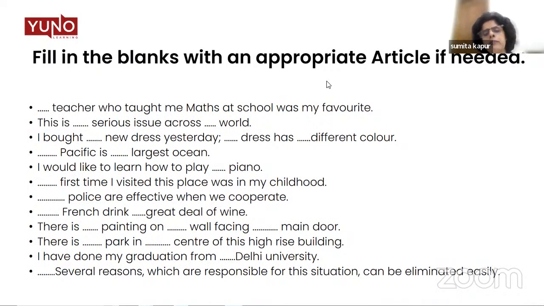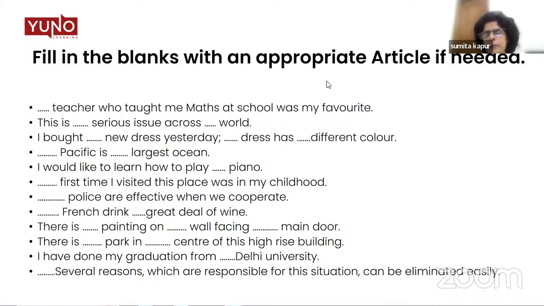Why did you use "a" in the first and "the" in the second one? Because we don't know about the issue, and the word "world" is a familiar word. The whole world comes with that. That's why we use "the." Okay. Your answer is correct.